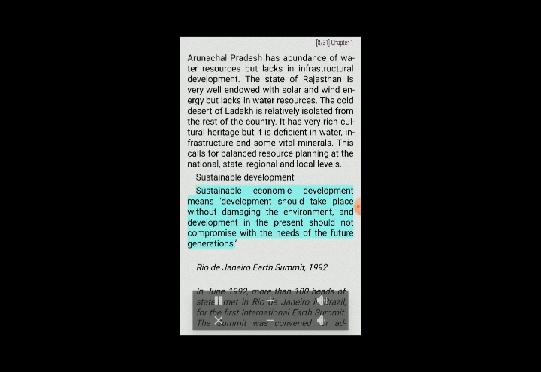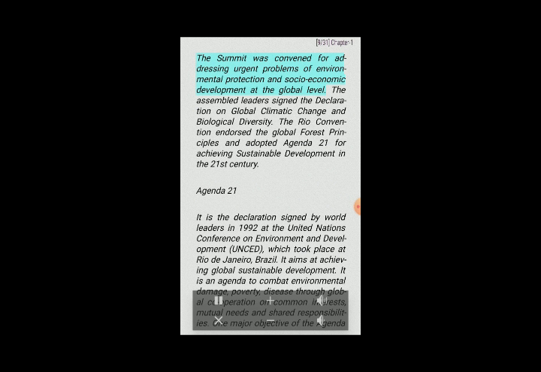Sustainable development. Sustainable economic development means development should take place without damaging the environment, and development in the present should not compromise with the needs of the future generations. Rio de Janeiro Earth Summit, 1992. In June 1992, more than 100 heads of states met in Rio de Janeiro in Brazil for the first International Earth Summit. The summit was convened for addressing urgent problems of environmental protection and socio-economic development at the global level. The assembled leaders signed the Declaration on Global Climatic Change and Biological Diversity.